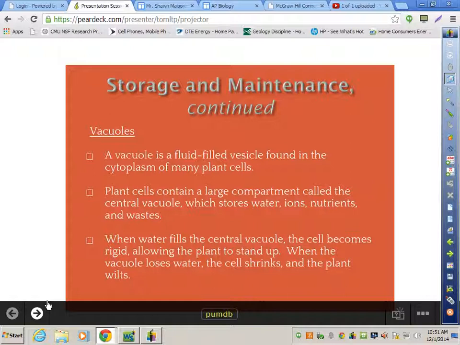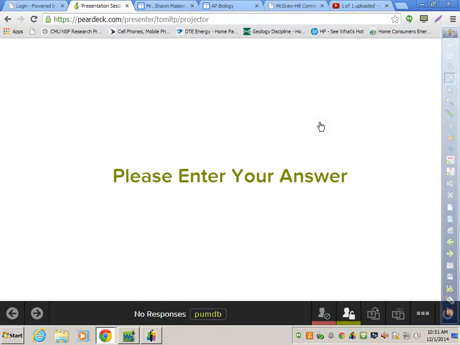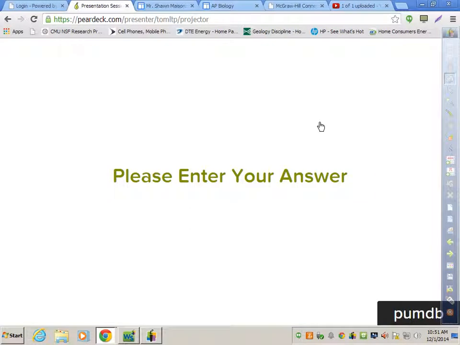Okay. So a vacuole is a fluid-filled vesicle found in the cytoplasm of many plant cells. As animals, we have vacuoles. They're called food vacuoles. Plants have a large vacuole. Do you remember last week what we called that large vacuole? What is the name of the large vacuole that plants have? It has a special name. Remember we talked about it being their water source, so that they don't have to run and get food, because they can't run.